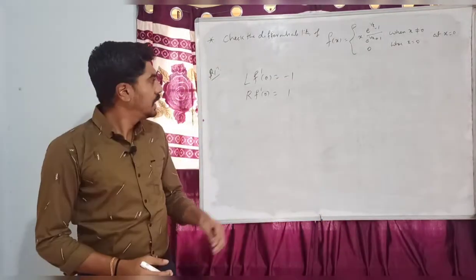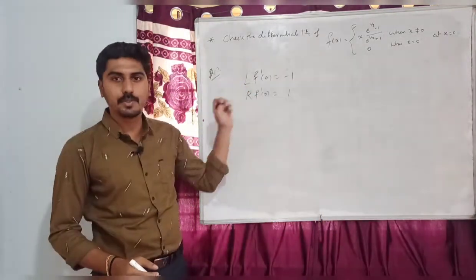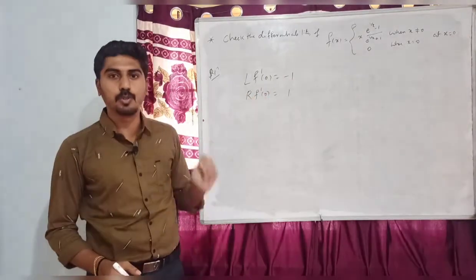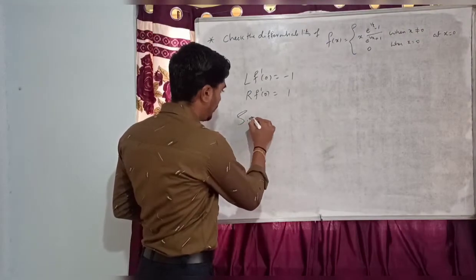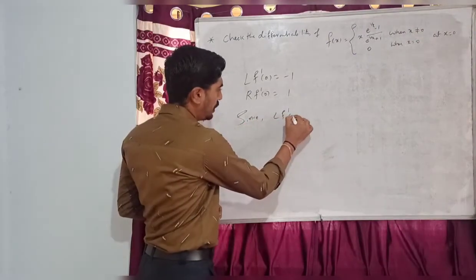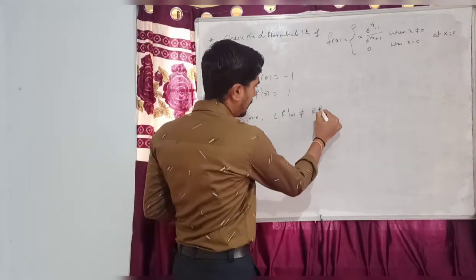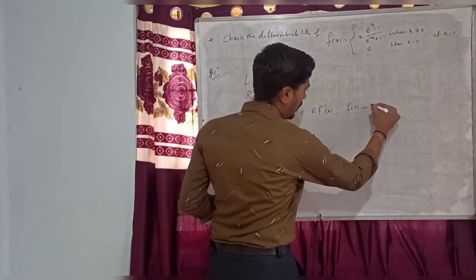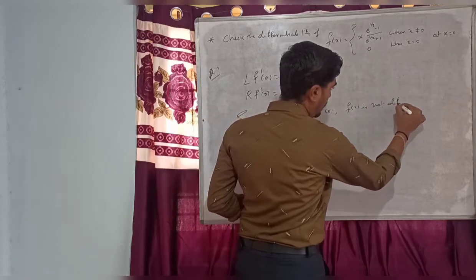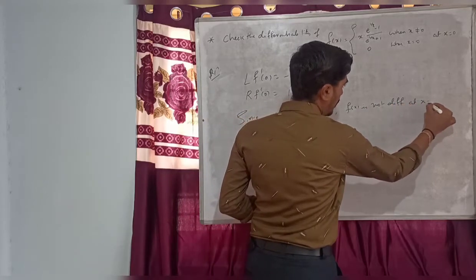So 1 by 1 is equal to 1. So we have shown that L of f dash of 0 is equal to minus 1 and R of f dash of 0 is equal to 1. They are not equal. So since L of f dash of 0 is not equal to R of f dash of 0, f of x is not differentiable at x equal to 0.